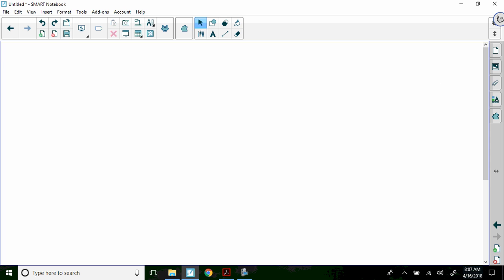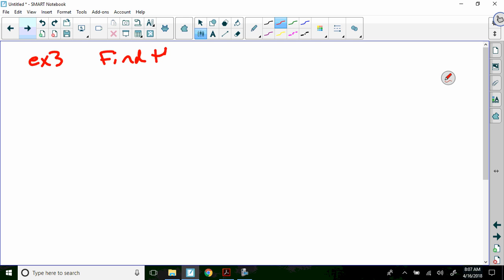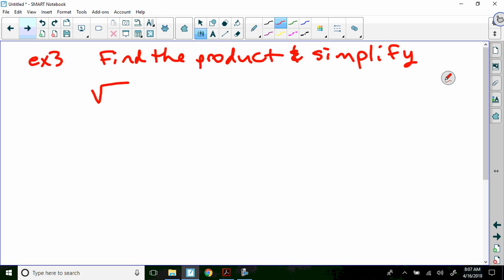All right. Here we go. Example 3. Find the product and simplify. I got skills in multiplying, and I'm losing control. All right. Wow.